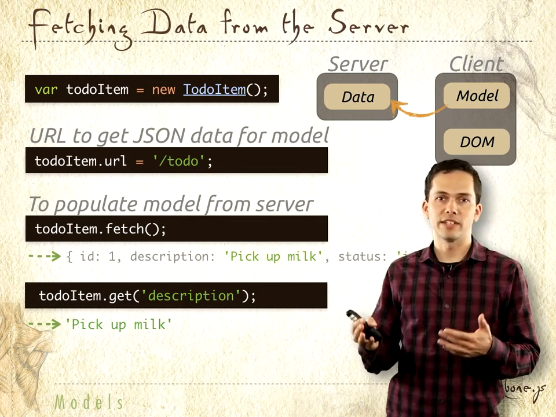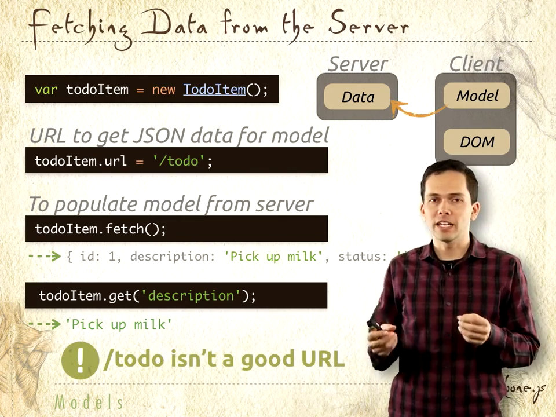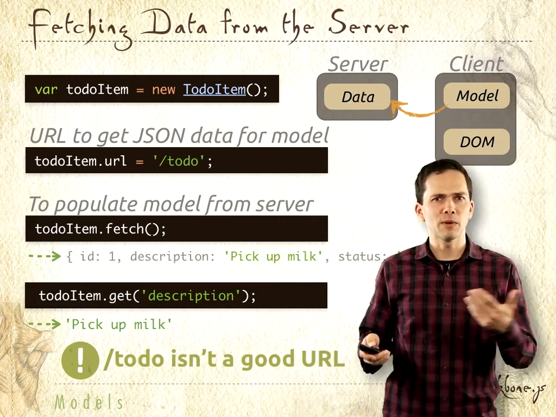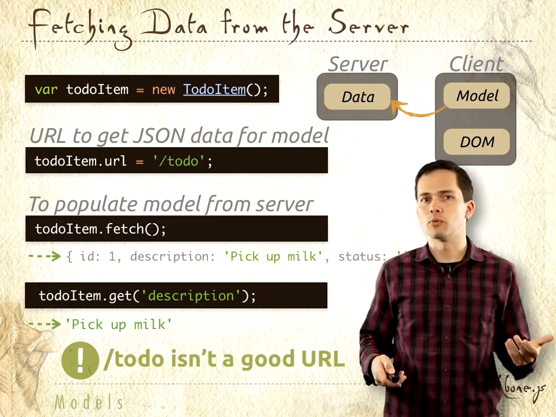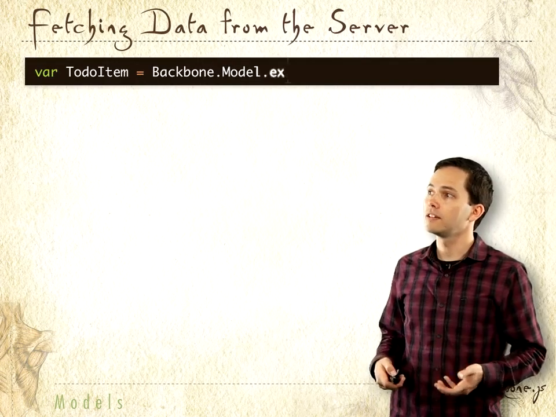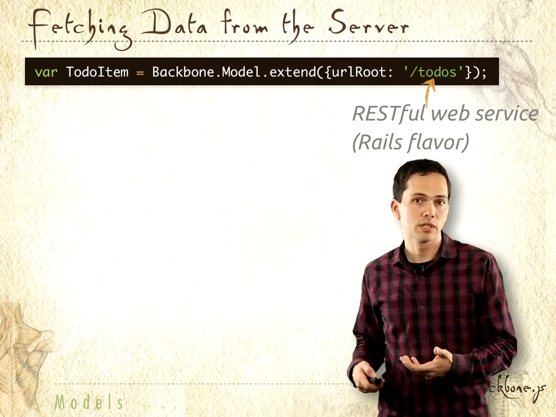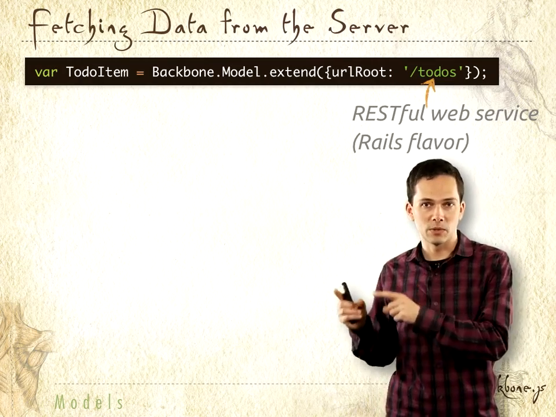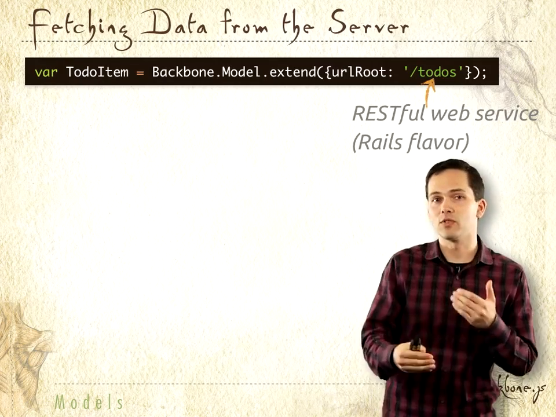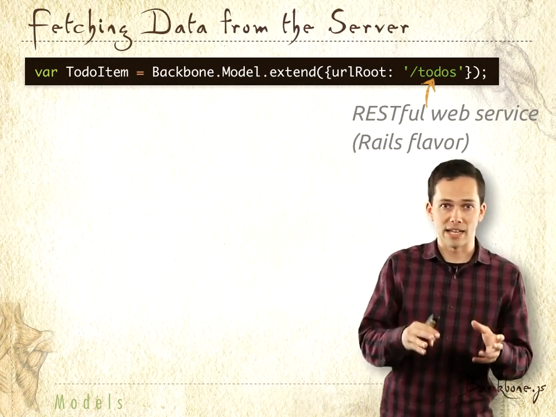Now the URL that we have here, /todo, isn't a very good URL, right? Because we're talking about one to-do item and we're calling /todo. So how might we fix that? How might we do this in a more RESTful way? Well, if we go back into how we define our model class, we can specify a URL route. By default, it's going to use that URL to get data from our server, and it's going to interact with our server in a RESTful way, using sort of the Rails-flavored version of REST.